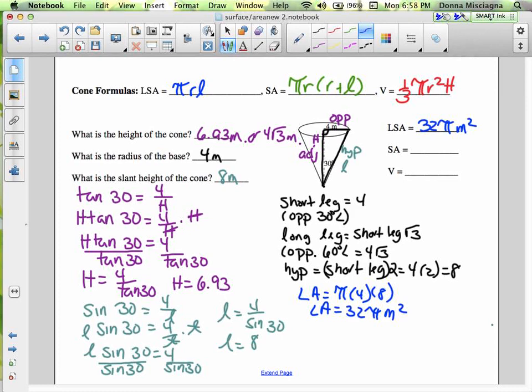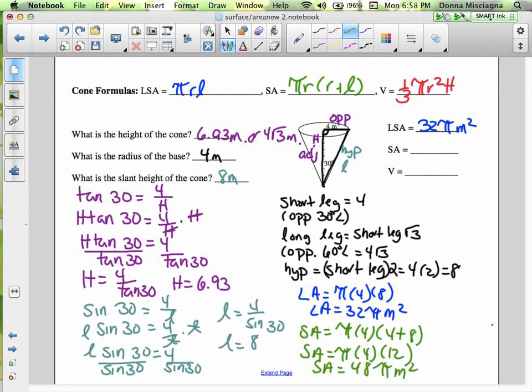For the surface area, we're using the factored formula this time. So the surface area is pi times the radius, which is 4, times the radius plus the slant. Oops. 4 plus 8. Right, so the surface area is equal to pi times 4 times 12. And that would be 48 pi meters squared.